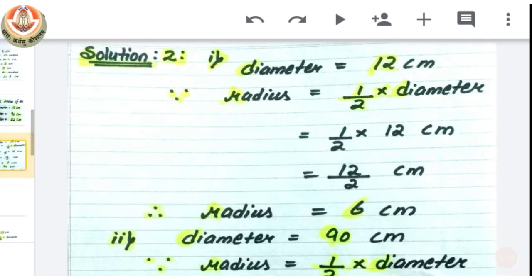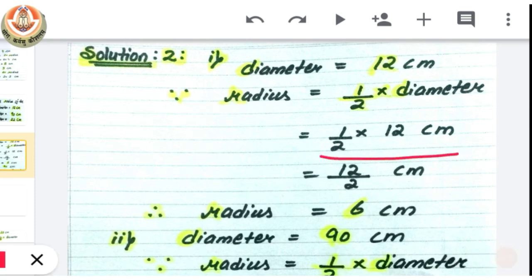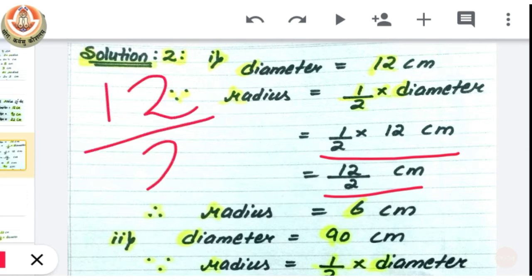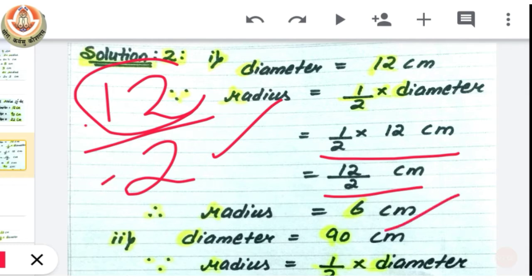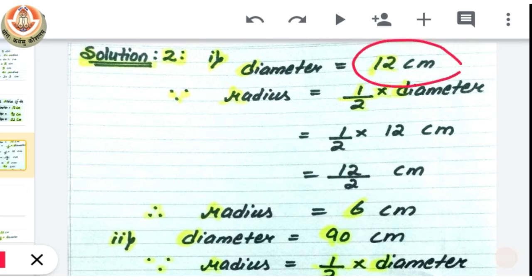The same thing is here. When we multiply 1 by 2 with 12, we get 12 by 2. That means we have to divide 12 by 2. When we divide 12 by 2, we get 6 as the radius of the given circle with diameter 12. So you can see that when we have diameter 12, the radius is exactly half of 12, which is 6 centimeter.